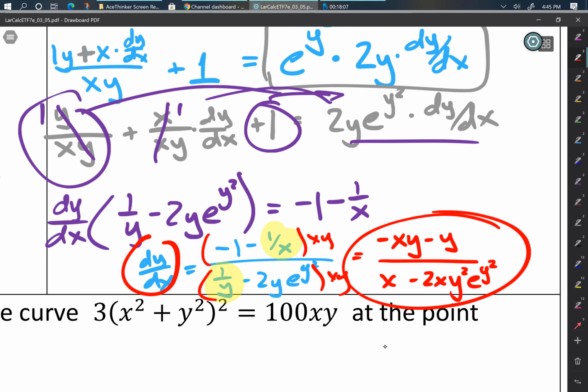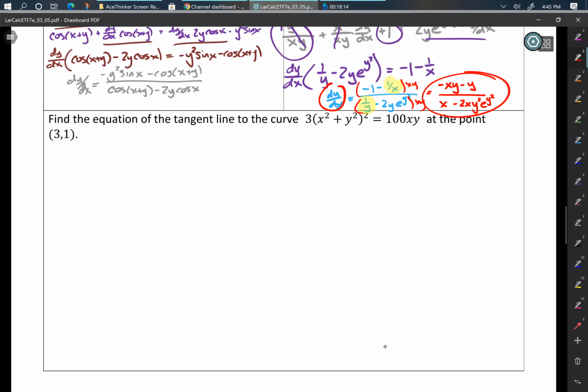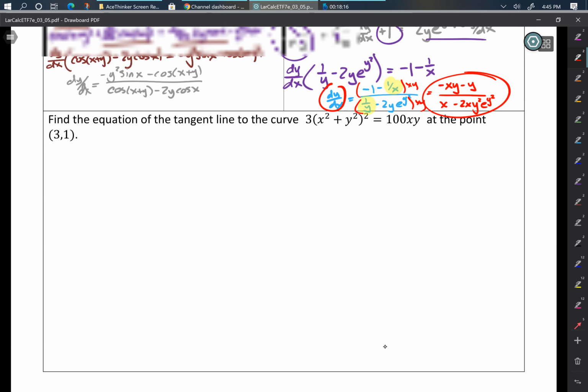We're at 18 minutes, so I'm going to stop this video here. We'll come back and take a look at this next problem, which looks like it might be a doozy. Find the equation of tangent line to a curve at a point. I'll see you back here for part 3.